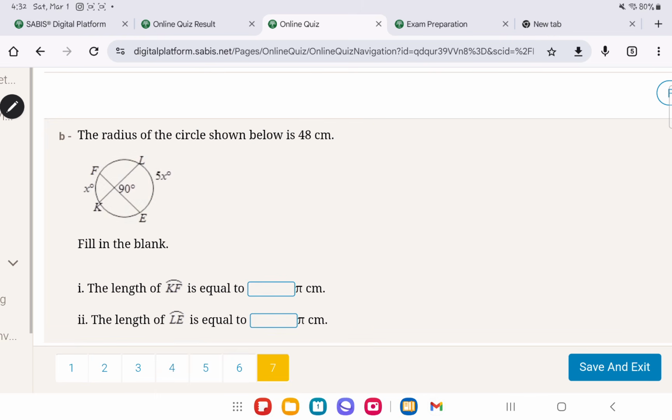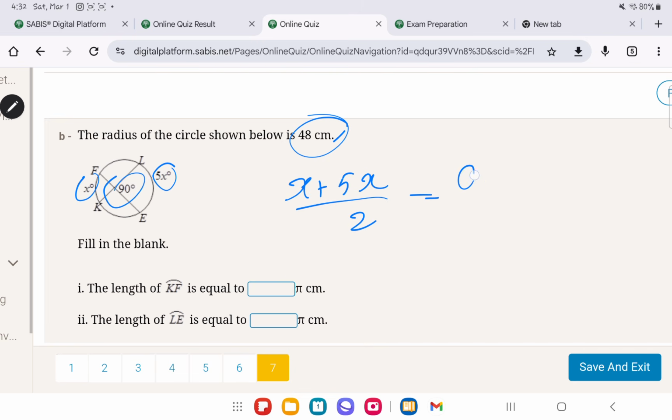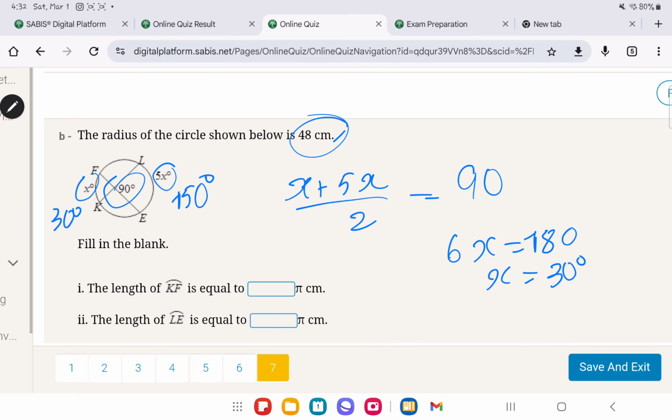We move on to part B. The radius of the circle shown below is 48 centimeters. Keep this in mind. We need to find, first of all, the angles. To find the angles, it's outside plus outside over 2 is equal to inside. So 6x is equal to 180, x is equal to 30 degrees. So this is 30 degrees and this is 150 degrees.